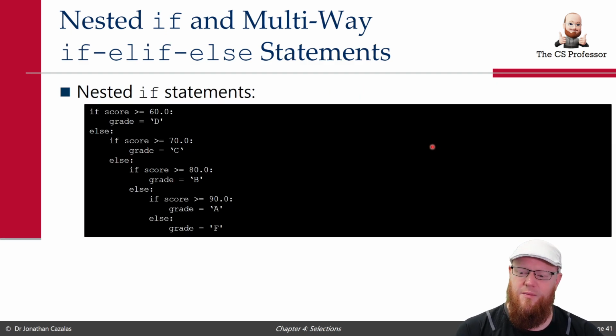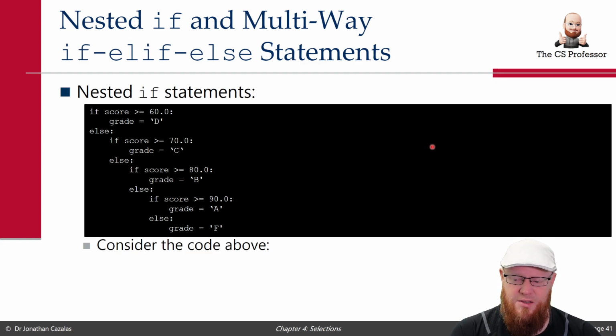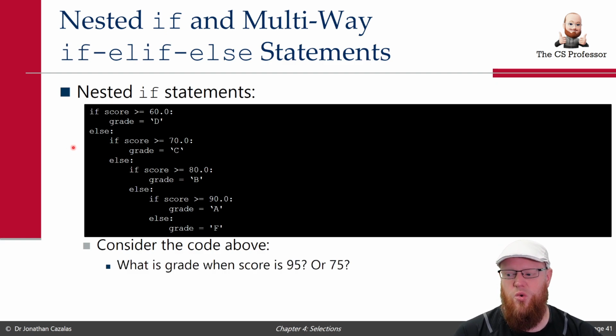With that in mind, let's see if we can identify why this code is wrong. Look at how we're checking the values. Instead of starting at 90, I've started at 60. If score is greater or equal to 60, I put a D. Else, we then check if score is greater or equal to 70, we put a C. Else, we check if it's greater or equal to 80, we'll put a B. Else, and so on. So consider that code, reflect on it, and try to answer these two questions.